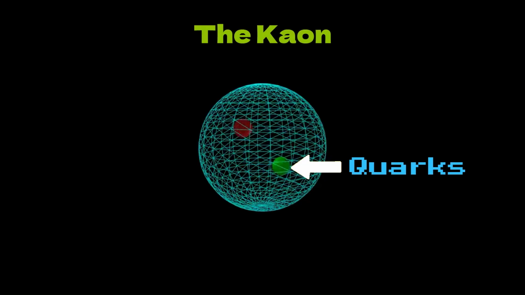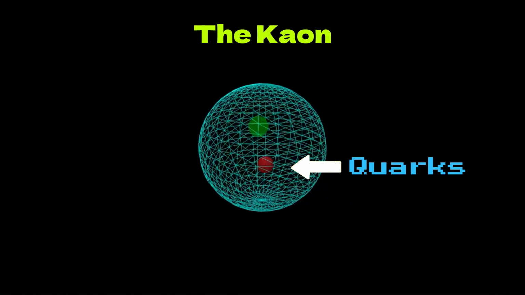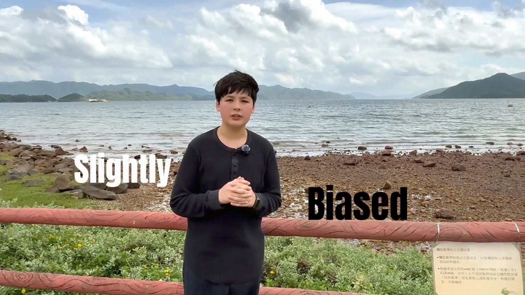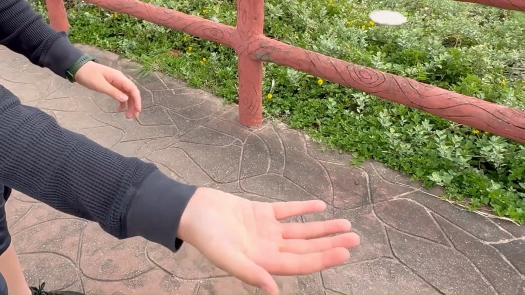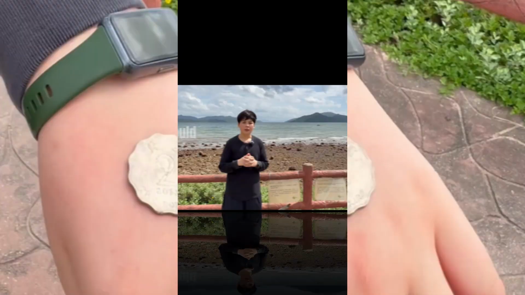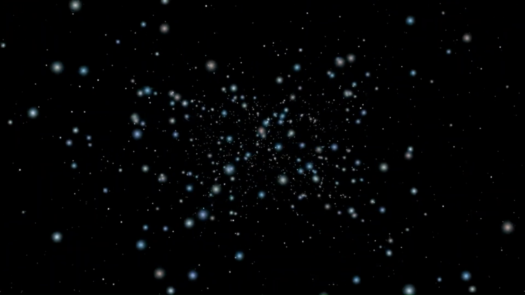Why? Well, in these particles there are even smaller bits called quarks, and how they decay is set by a bunch of probabilities that are slightly biased towards matter. Think of it like a weighted coin that every billion flips shows matter slightly more than antimatter. Could this be why there is something rather than nothing?